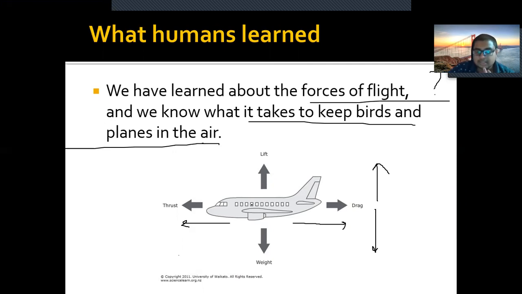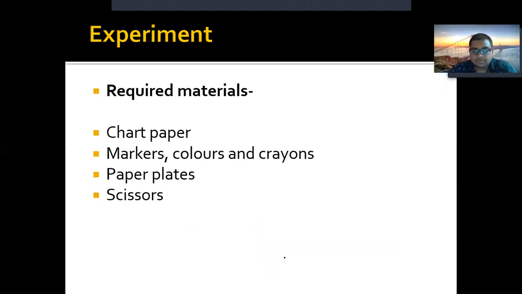So let's say this is a plane, and there are four forces acting on it. The speed of the plane is called thrust. Then the drag is because of wind, in the backward direction. Then there is lift. Lift is upwards, so the plane should move upwards. And down is the weight, the self weight of the plane.